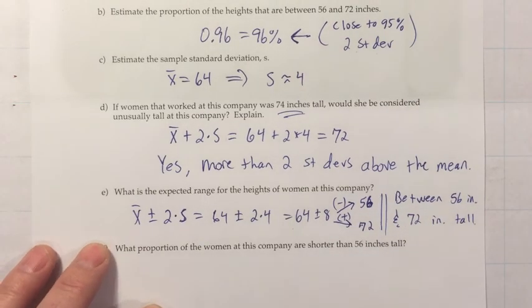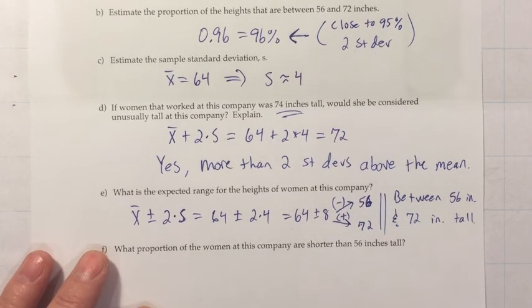Anything in between that's an expected height for a woman at that company. Anything outside of it is either unusually short or unusually tall. No judgment there. We're just saying it's rare when we say it's unusual. We're not saying if it's good or bad.